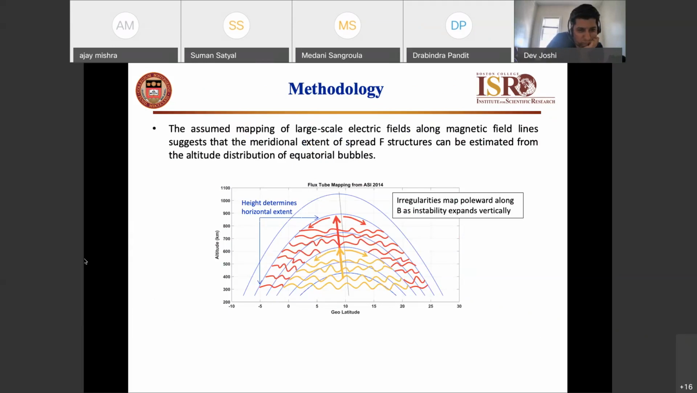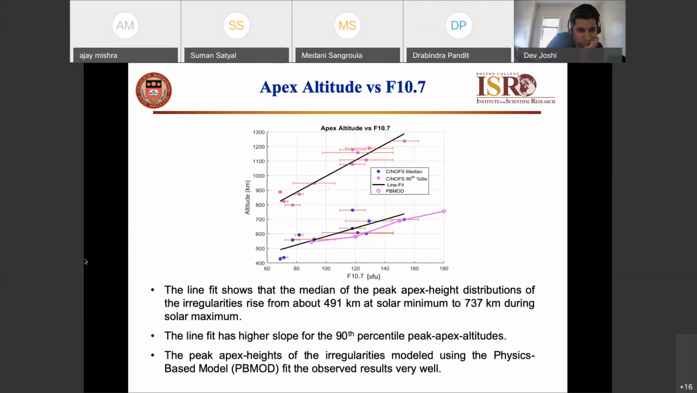irregularities with solar activity. The peak apex height distributions of the irregularities vary with solar activity, as seen in the figure. The median of the peak apex height distributions of the irregularities rises from about 491 km at solar minimum to 737 km during solar maximum. The tail of the distributions rises more rapidly with solar activity, as seen in the 90th percentile scatter plot and the line fit. The model results taken from the physics-based model PBMOD also fit the observed results very well.